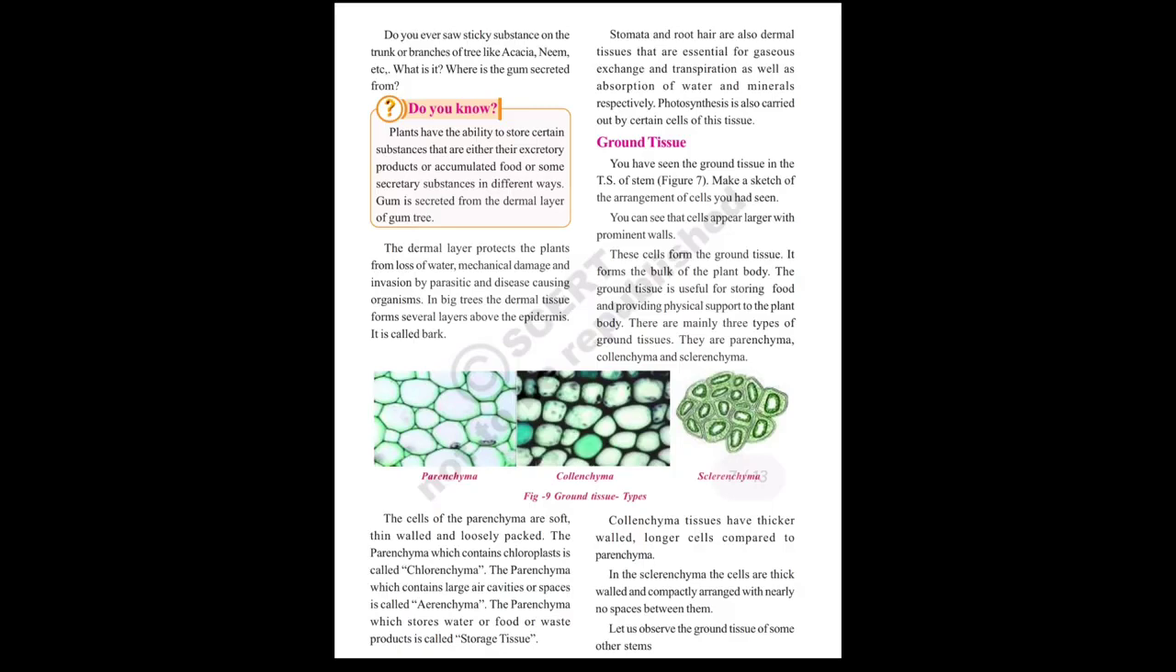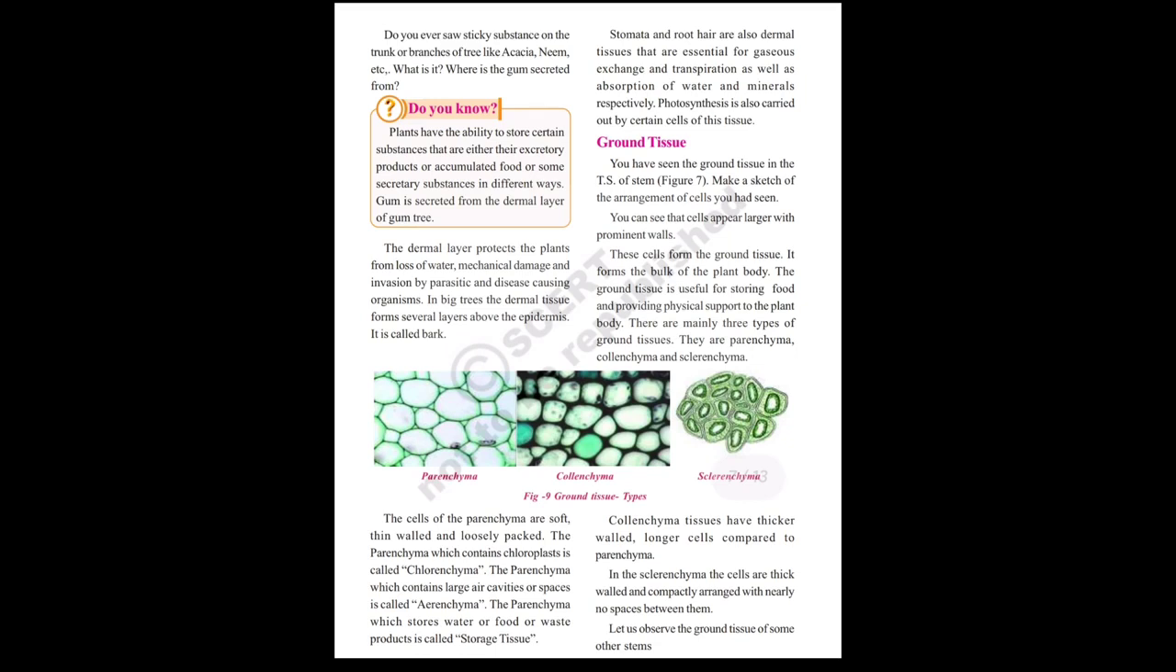First of all, parenchyma. The cells of the parenchyma are soft, thin-walled, and loosely packed. When you observe the diagram, the cells of the parenchyma are soft, thin-walled, and loosely packed.